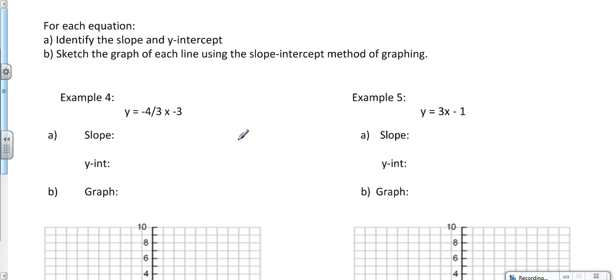Alright, let's take a look at this then and let's write down the certain pieces that we know. So, again, key things: slope, y-intercept. Slope is -4/3. Y-intercept is -3. Over here the slope is 3 and the y-intercept is -1. Remember to take the signs with the number.